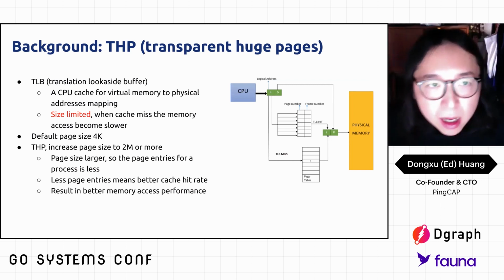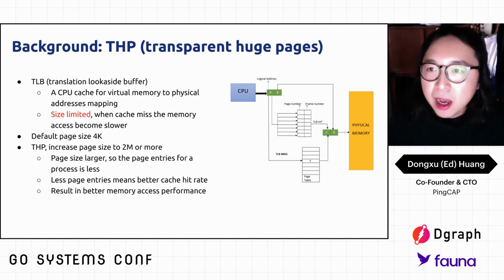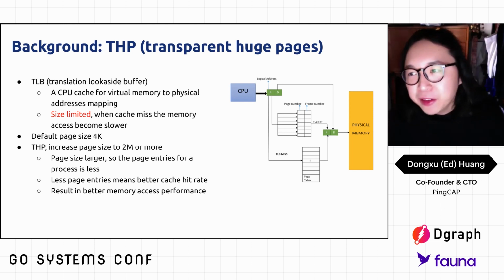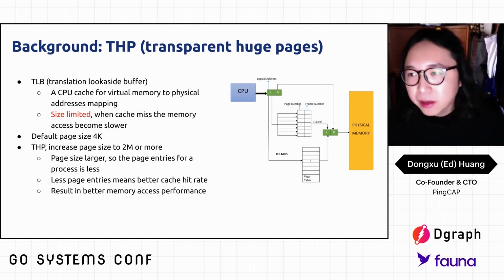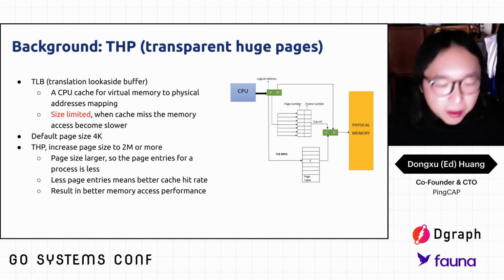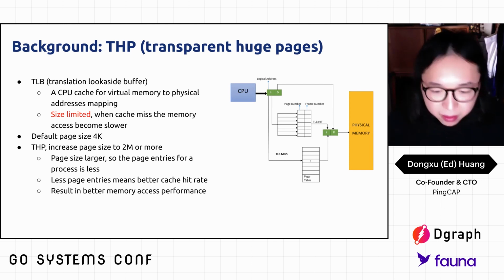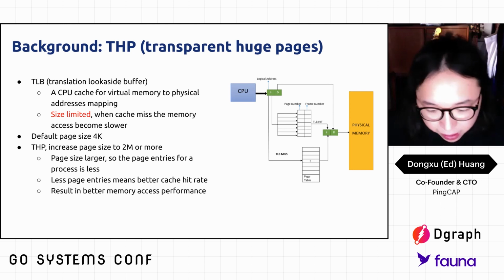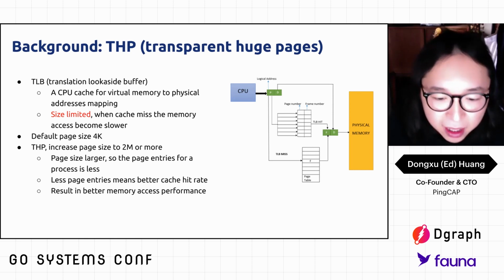Another background is THP, the transparent huge page. It is a new feature introduced in some newer versions of the Linux kernel. Before we talk about THP, I want to share some background information about the TLB. It is like a cache.